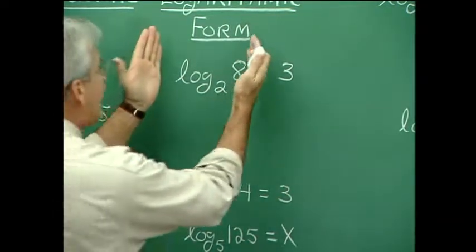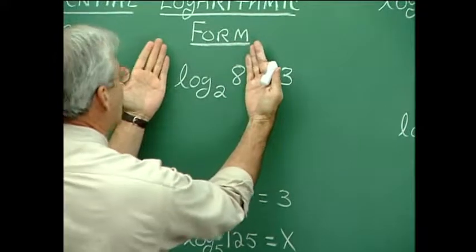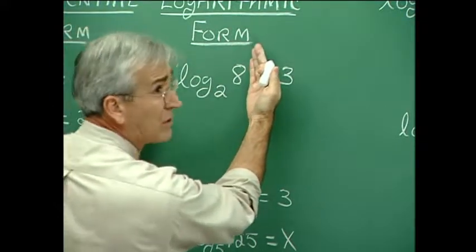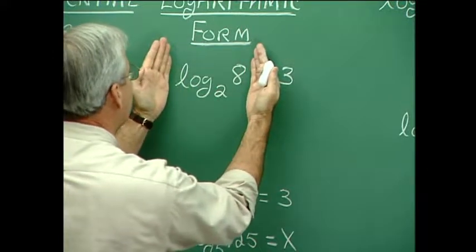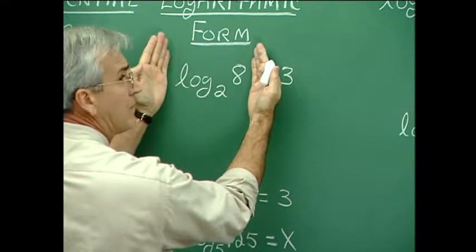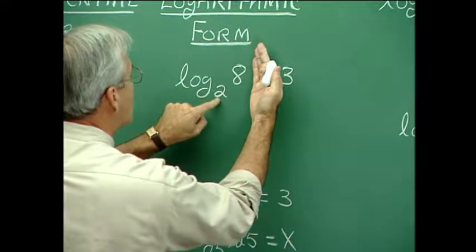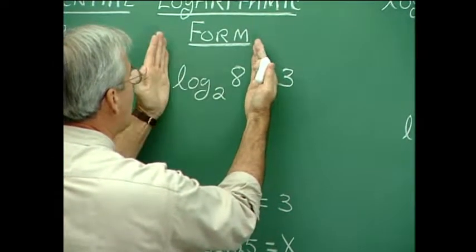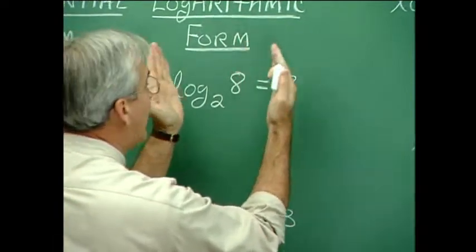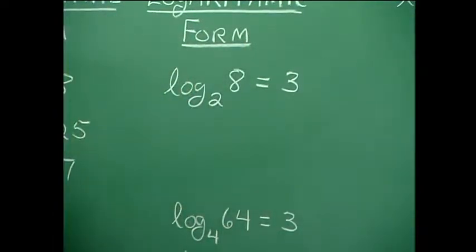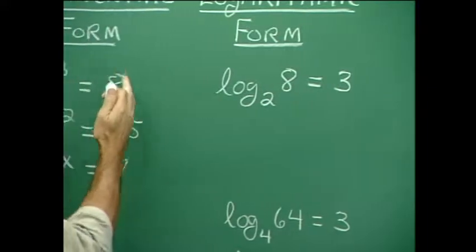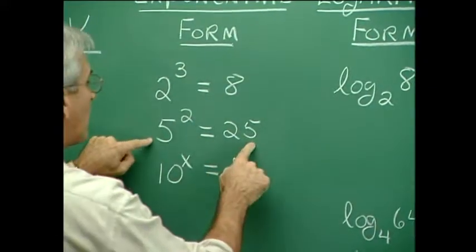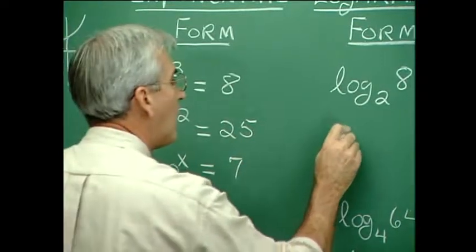Okay, now an interpretation of this is that it stands for, or is a request for, the exponent on 2 that will give 8. That is, 2 to what exponent will give 8? That's what this is the request for. And that exponent is 3. All right, so this is the exponential form and the logarithmic form. Let's go through a couple more. 5 squared is 25. So we write log.